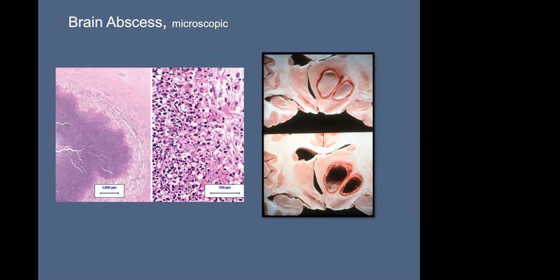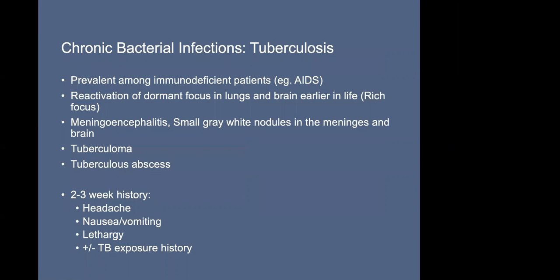So meningitis and brain abscess are usually caused by bacterial agents, one virulent, the other not so virulent. Chronic bacterial infections, tuberculosis, is prevalent in immunodeficient patients, and in AIDS it is very common, and TB is an AIDS-defining disorder also. So TB happens with reactivation of a dormant focus in the lungs and brain.